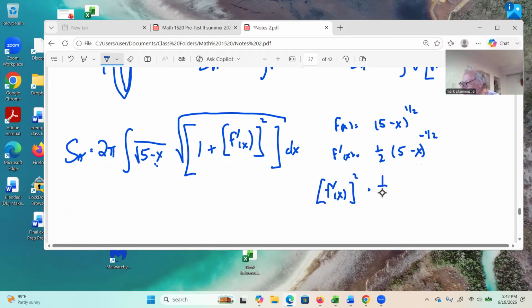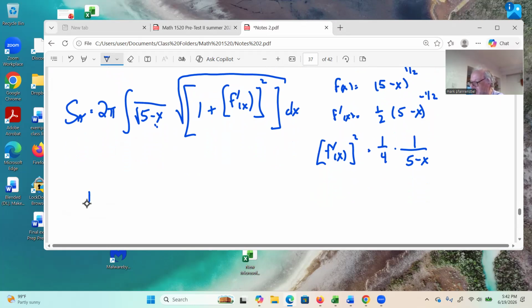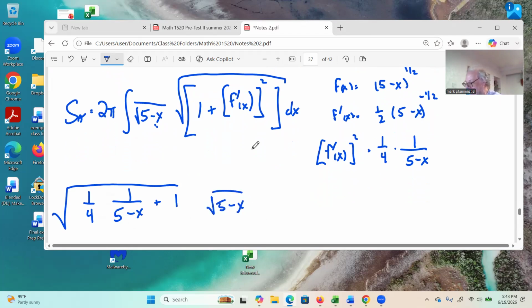That's going to be 1 over 4 times 1 over 5 minus x, because this is a square root, and we're going to square it. Still on the bottom. Okay. And then the next thing we're going to do is we're going to add 1 to this. So we've got 1 over 4 times 1 over 5 minus x, that's the f prime of x squared, plus 1. And we're going to take the square root of this whole thing and multiply it by the outside stuff, square root of 5 minus x. Okay, we're going to integrate it after that.